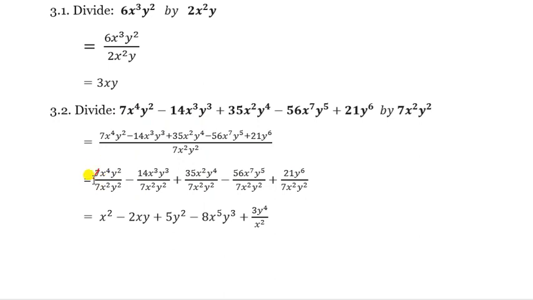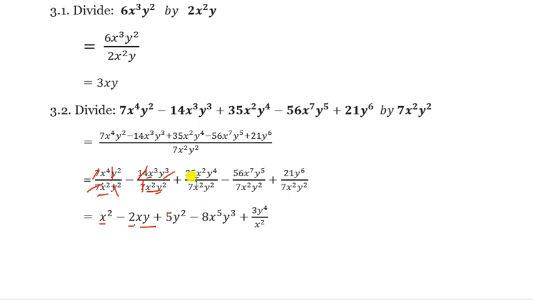7 and 7, 7 and 7. Here x to the power 4, here x square, and y square also we can simplify. If we subtract the exponents, then x to the power 2 only will be left. Here also 7 and 14, if we simplify, here will be 2. Here x square, but here x cube, if we divide then only x will come, and here y cube and here y square, so y cube minus y square, y.